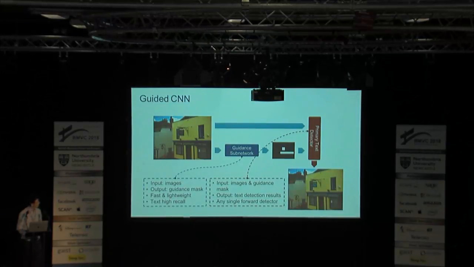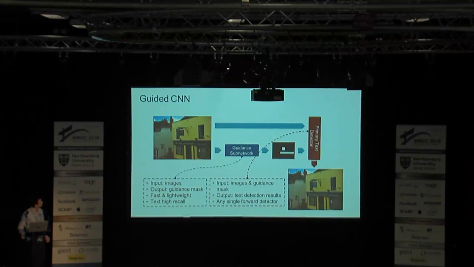What they do is, you have an image, and you give it to a guidance subnetwork. This subnetwork should be very lightweight because you need it to be very fast. And you want the recall to be very high. You don't want to miss the text. You can include some background, that's fine, because you have a second step, but you don't want to miss. That's why it needs very high recall.